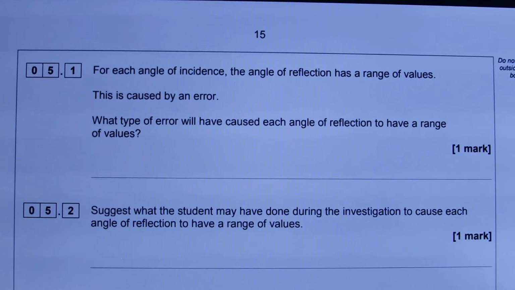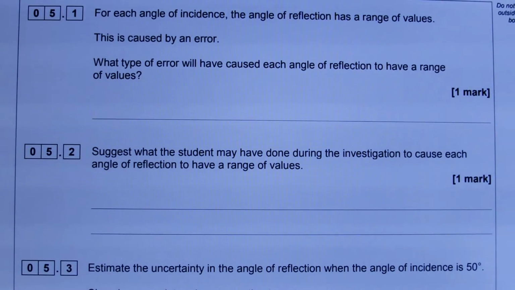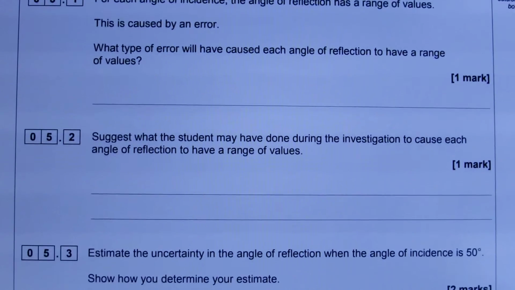Shoddy construction of the mirror, lousy positioning of the Raybox, lousy measurement. Human error. Suggest what the student may have done during the investigation that caused each angle of reflection to have a range of values. Used a shoddy mirror. Positioned the mirror not quite exactly on the 0 line of the protractor he drew on the piece of paper in order to set this up. Positioned the Raybox not exactly along the intended incident angle.